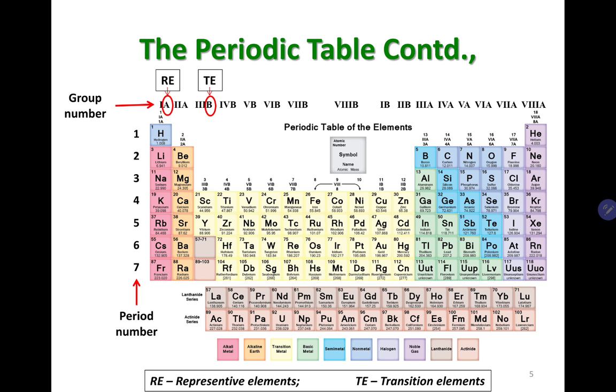So elements are like that. Representative elements are like this model apartment. The resident manager knows exactly what to expect from these model apartments, and we know exactly what to expect when it comes to representative elements. Okay, they are highly predictable. We can easily predict their chemical and physical properties. They are very easy to predict.